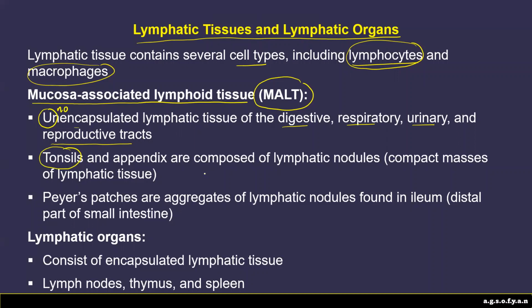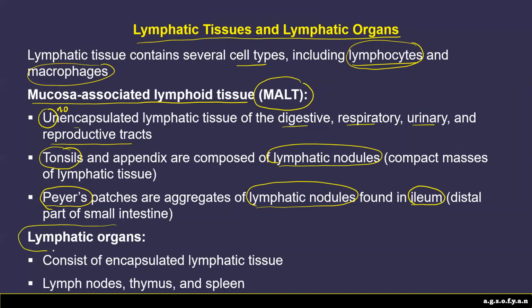The tonsil is located in our throat, composed of lymphatic nodules, and Peyer's patches are also included in the MALT over here, the ones that do not have a capsule. Peyer's patches are usually aggregations of lymphatic nodules found in the small intestine, usually on the ileum side. Now the lymphatic organs are bigger and have a capsule. They are protected by a capsule.